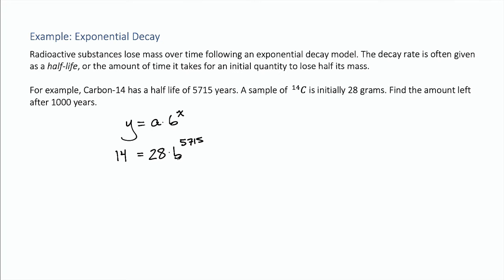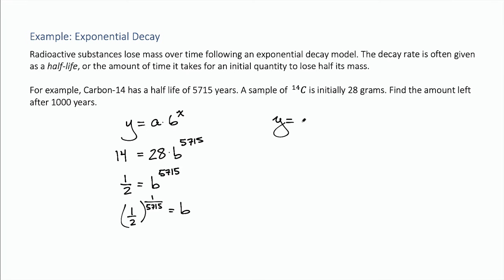So now I can solve for b here. If I divide both sides by 28, I get 1/2 equals b to the 5,715. Now, raising both sides to 1 over that, I get 1/2 to the 1 over 5,715, and that's my b. Now I can take that and plug that into my general model.